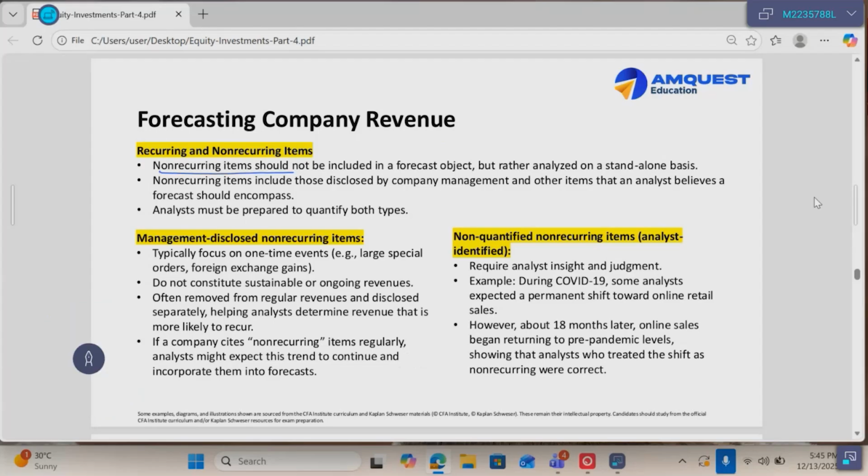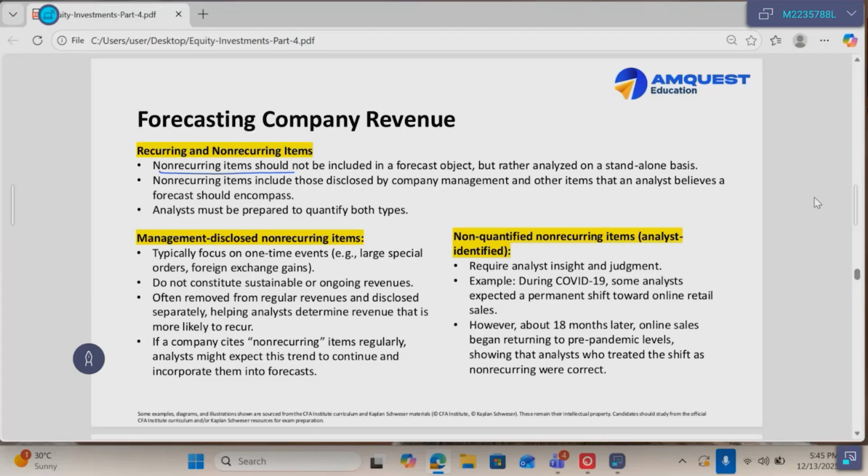So you can just make a note of this. Non-recurring items not included in forecast. Analyze only on a standalone basis. Did it happen this year? What is the probability of it occurring next year? If the probability of this occurring next year is high, then only you will use it in forecasting. Otherwise, not. Non-recurring items include those disclosed by company management and other items that the analyst believes a forecast should encompass.